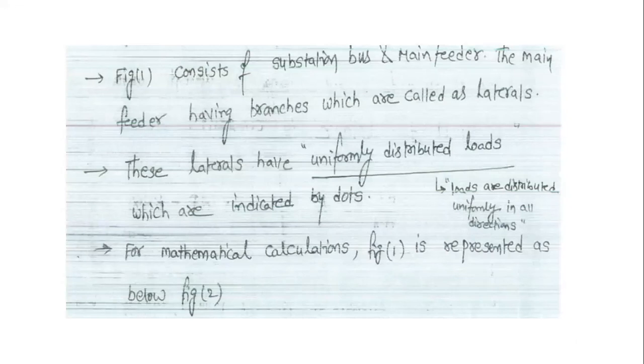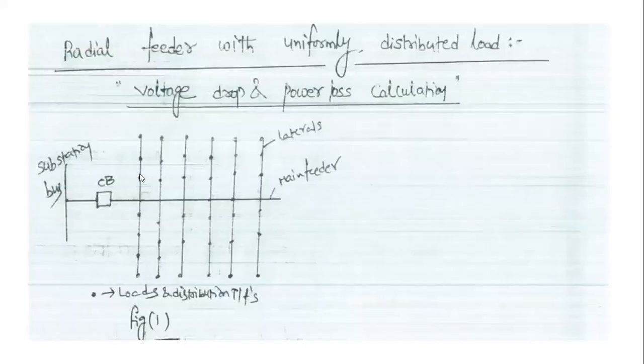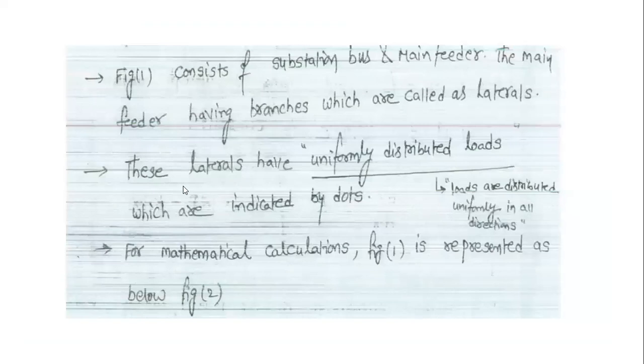These laterals have uniformly distributed load, which is indicated by the dots. These dots are the loads, the load points. This will be uniformly distributed, and it is indicated by the dots.